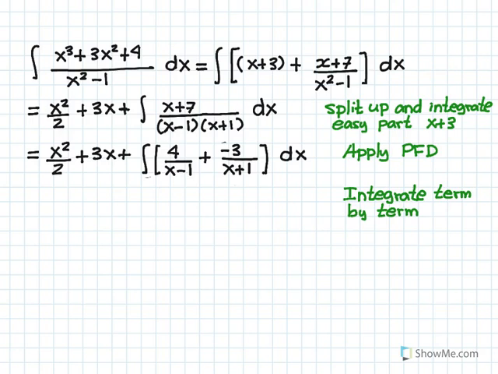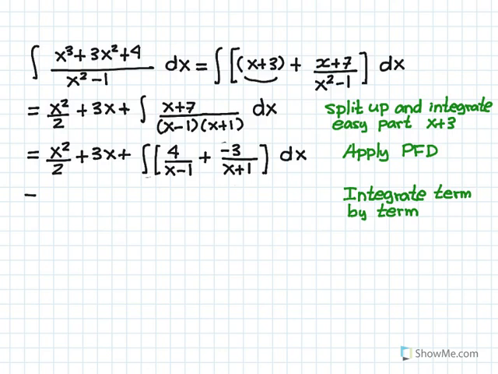Alright, so let's review. We have the integral of x cubed + 3x squared + 4 divided by x squared - 1 dx. We did long division to obtain the integral of x + 3 + (x + 7) divided by x squared - 1 dx. The first part, we can readily integrate because that's just an easy polynomial. So the integral of x + 3 is x squared over 2 + 3x. The second part is basically a partial fraction decomposition. So we factorize the denominator, we apply partial fractions, and we obtain the coefficients A and B. So all that remains is to solve the second integral.